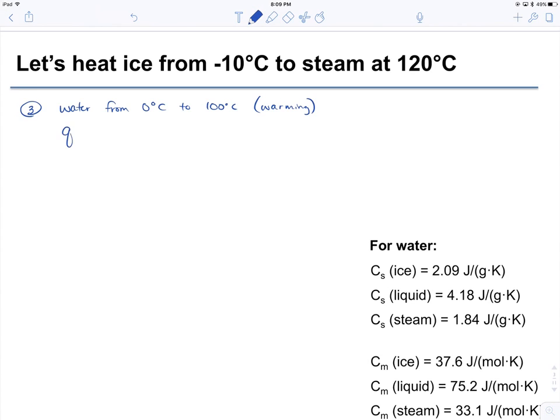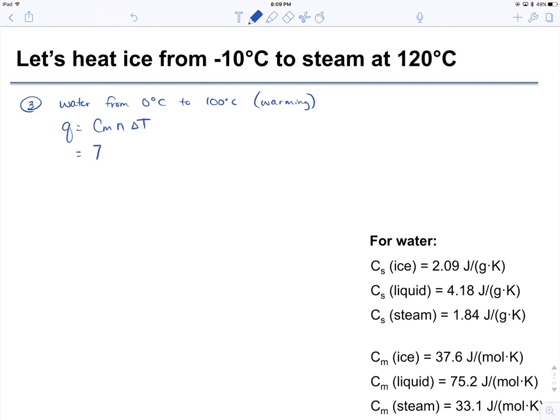And so Q is going to equal Cm times n times delta T. And the heat capacity now for liquid water in moles is 75.2 joules per mole Kelvin. And we're talking about 1 mole still. We haven't changed the quantity. And my delta T is my final temperature minus my initial temperature, so it's 100 degrees Celsius.